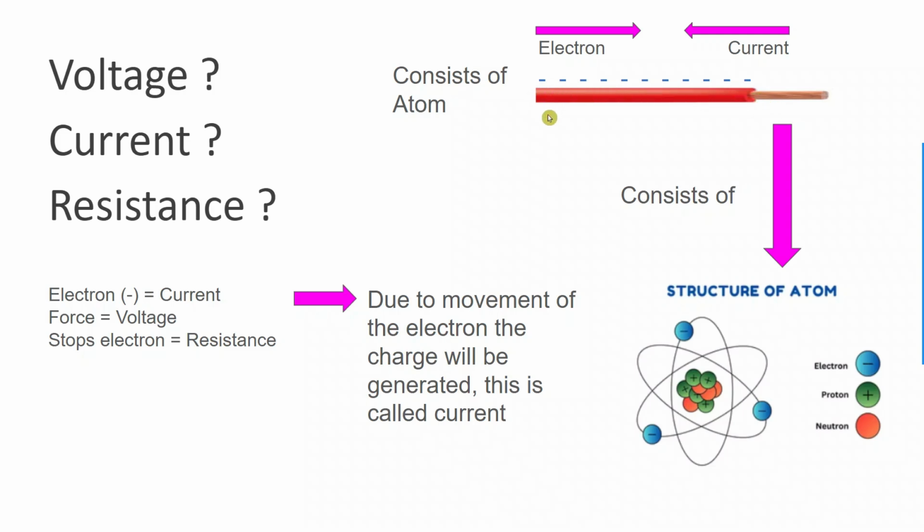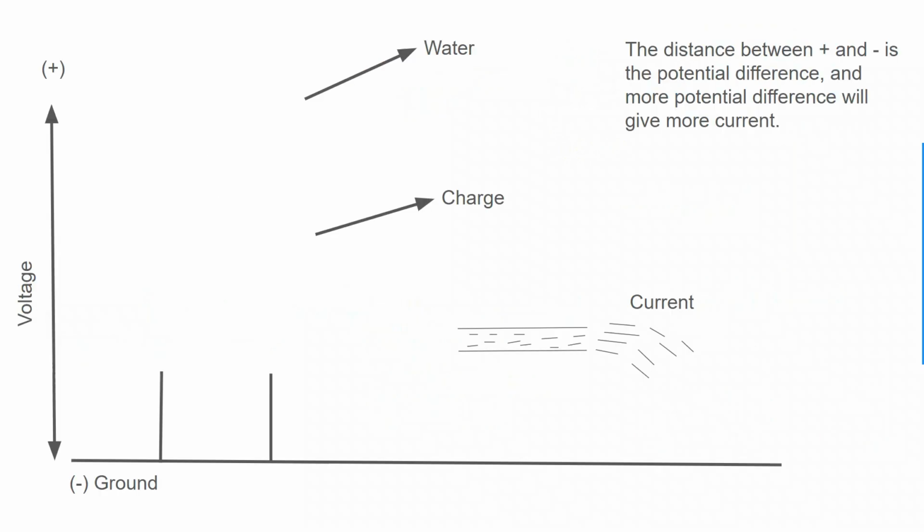Now we'll understand what resistance is. Resistance can control the flow of electrons. It can reduce or increase the flow of electrons. That is nothing but resistance.